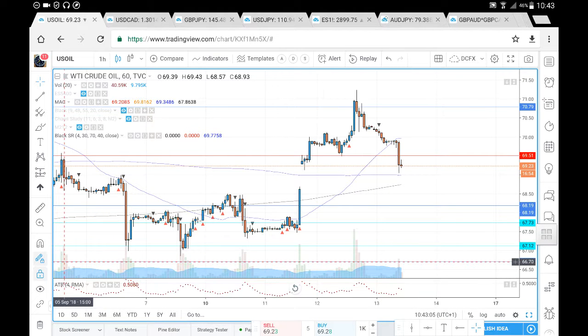So this US oil analysis for Thursday, 13th of September. Now let's just have a look at the prices. So previously we've had this pullback consolidation around the 67.73.